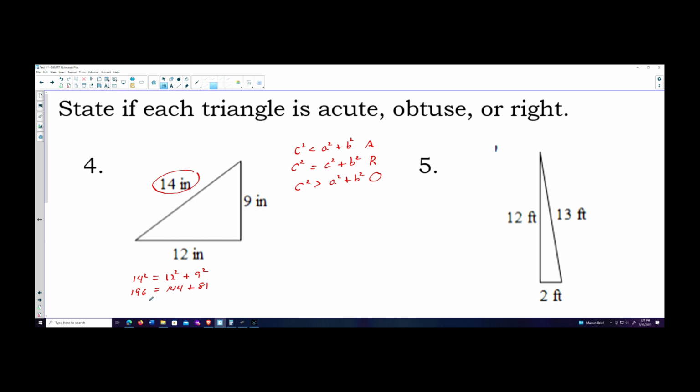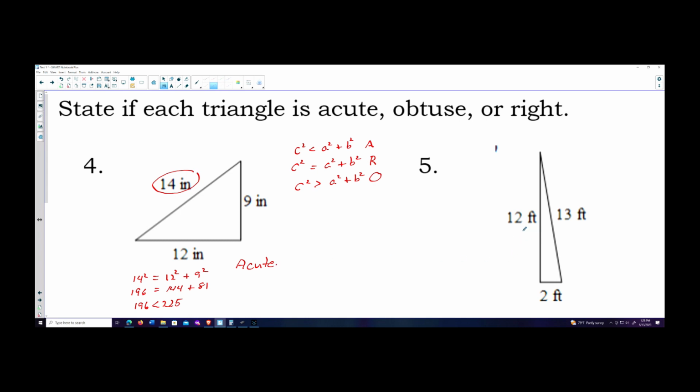Do the math. And I check to see which one is which. So notice that 196 is going to be less than whatever that number is. If I add it, 5 and 12, it's 225. So 196 is less than 225. Therefore, that tells me that this triangle is an acute triangle.